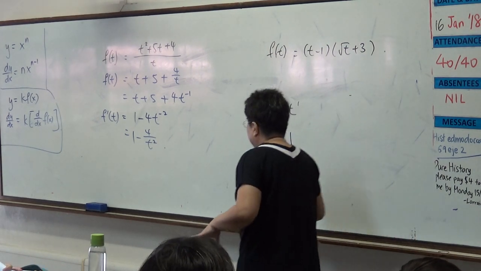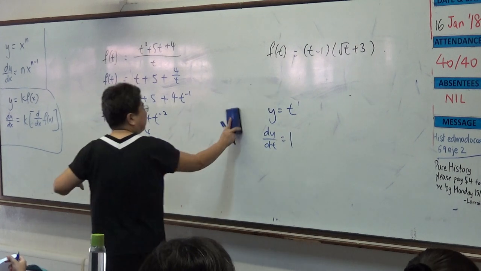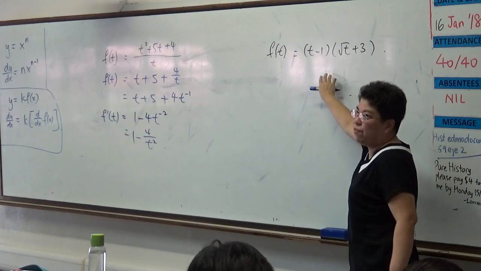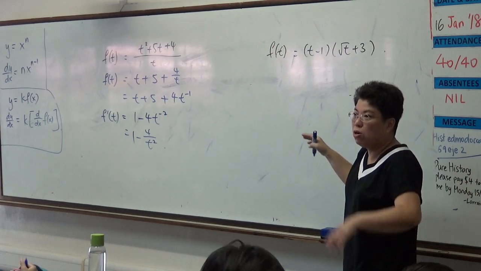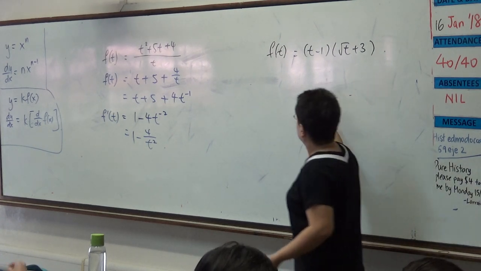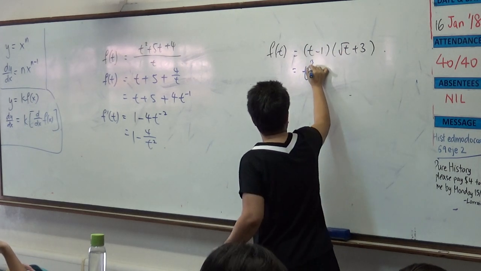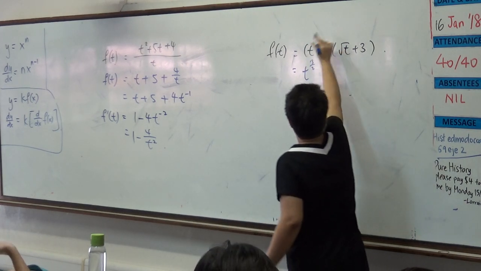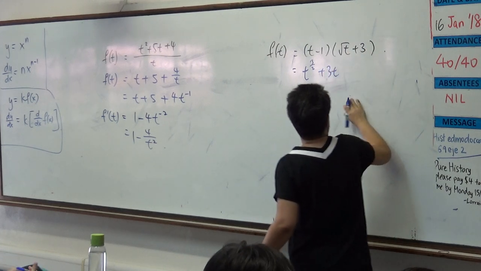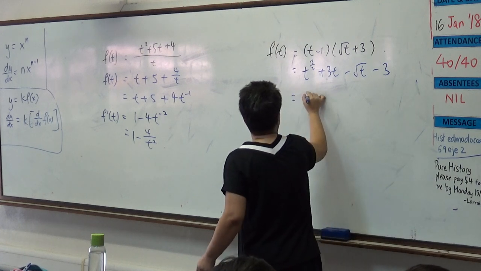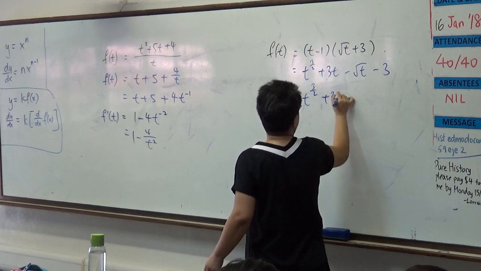Now let's take a look at the next one. Now, this one. Don't say product, I differentiate one by one. No such thing. You've got to expand first. Understand? So what do we have? t times t to the half is t to the 3 over 2, right? Yes. Then plus 3t, minus root t, minus 3, right? So I'm going to rewrite. I always rewrite first.